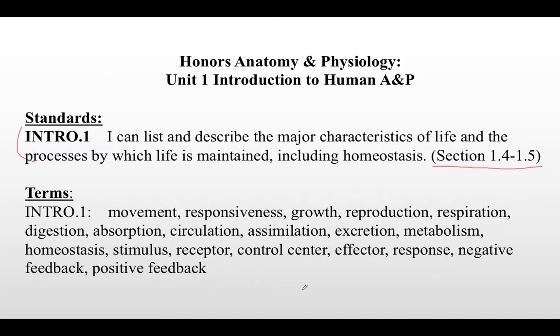1.5. In the terms list, I'm not going to read them to you, but at any point I encourage you to pause the video. I would not write these things down anywhere, this extended standard or the terms, just something to refer back to that is also included in your daily online agenda.